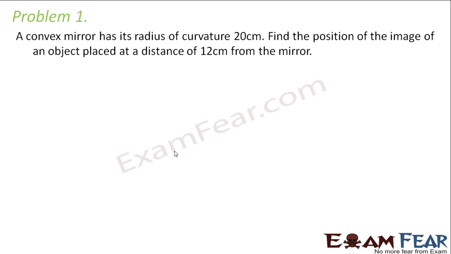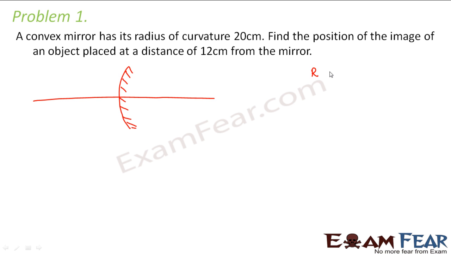It says that a convex mirror has its radius of curvature 20 centimeter. Okay, so we have a convex mirror somewhat like this, with its radius of curvature 20 centimeters. Find the position of the image of an object placed at a distance of 12 centimeter from the mirror. That means the object is placed at 12 centimeter from the mirror. We have to find out the position of the image.